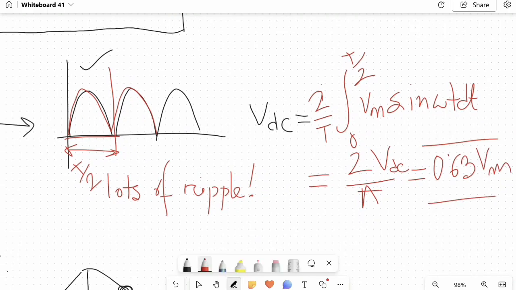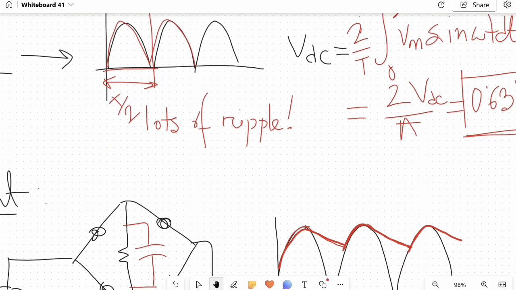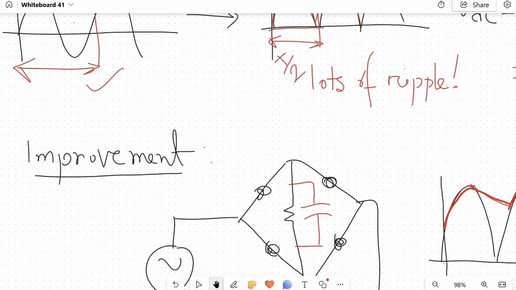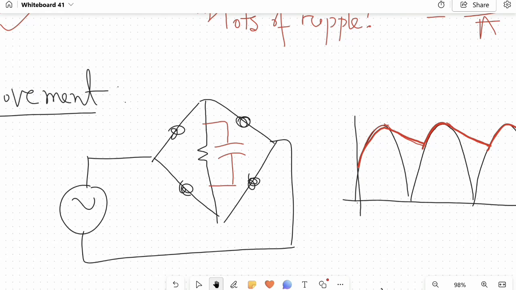So let's remember this because we're going to need to compare it later. Now, how can we improve our circuit or make it even flatter than it is? One simple improvement is to connect the load with an extra capacitor. Now, what does the capacitor do?